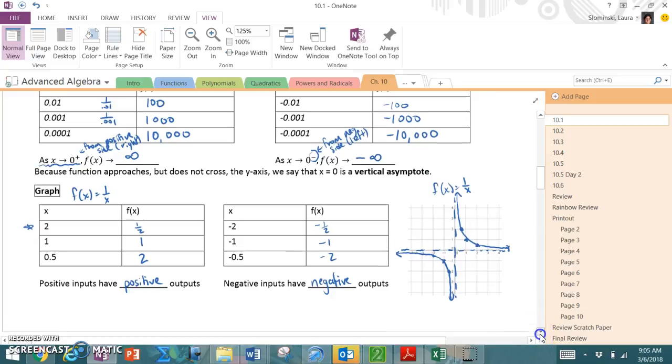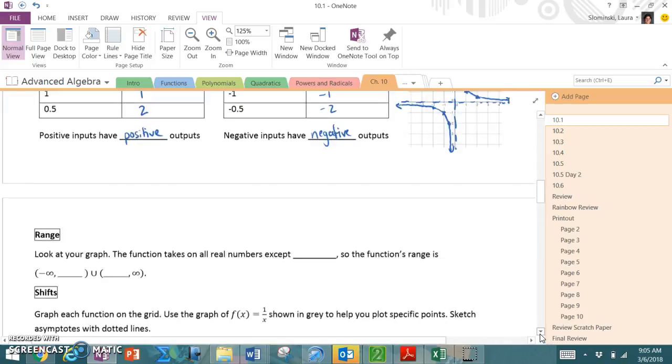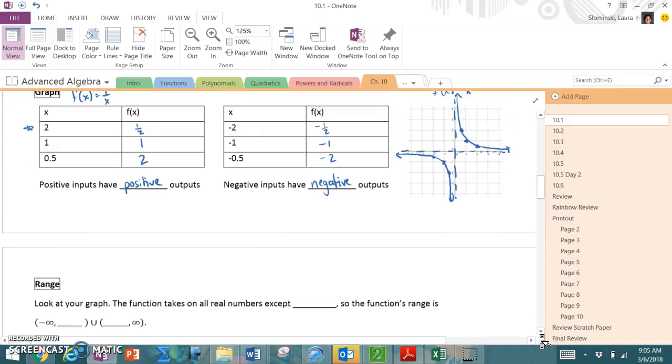We flip over to the back side of our note sheet. We're going to have one final question, and we're going to look at that graph that we just looked at. It says, look at your graph. The function takes on all real numbers except 0. So the function's range, if I go from bottom up, goes from -infinity to 0, but remember, it doesn't cross 0. So the union, and then it starts up again after 0, so 0 to infinity.